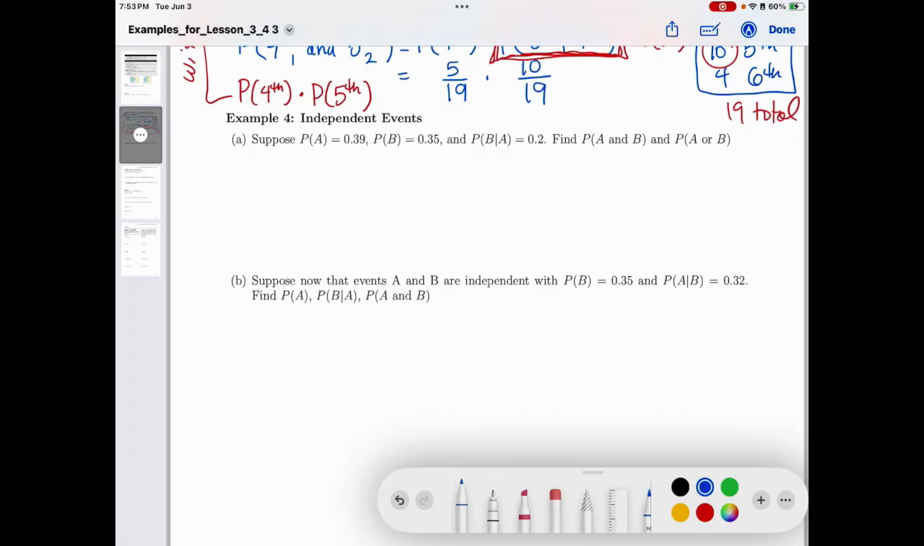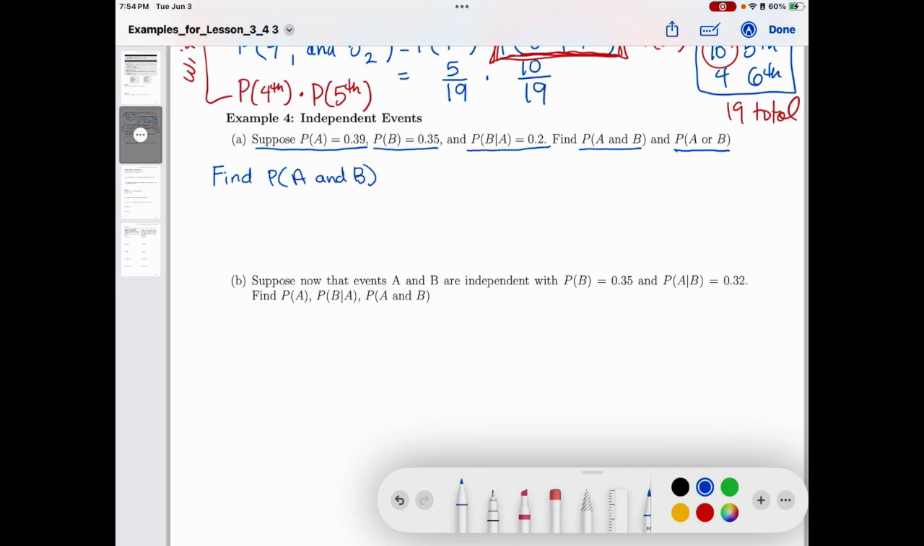Example 4, we have the difference between independent and dependent events. In part A, it says, suppose the probability of A is 0.39, the probability of B is 0.35, and the probability of B given A is 0.2. We need to find the probability of A and B, and then the probability of A or B.